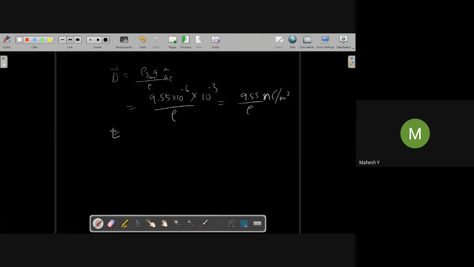Then what is E? E is equal to D by epsilon. So that will be 9.55 nano coulomb divided by epsilon 0 rho, nano coulomb per meter square. So this will be Newton per coulomb. Unit will change. Now tell me what is the value. Substitute the value of epsilon 0 and find what is the value you are getting.